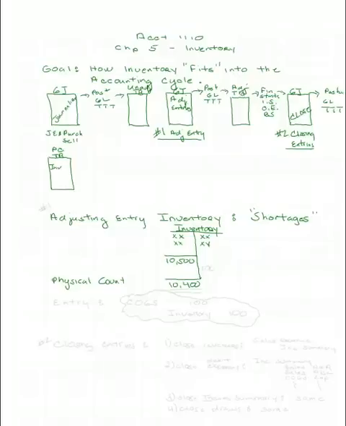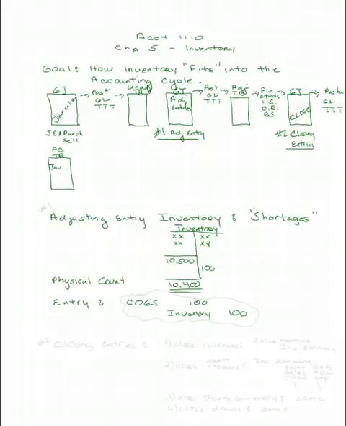The way we do that is we make a journal entry and we say, let's debit cost of goods sold for the amount of the shortage, in our case $100, and credit inventory for the amount of the shortage, in our case $100. When you post this, it will drop the inventory down and have the accounting records match the physical count.